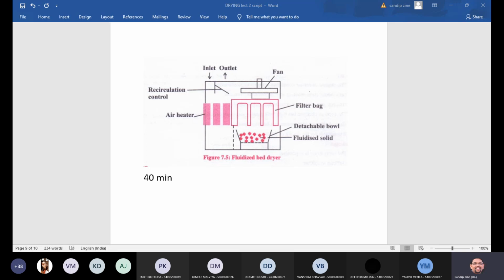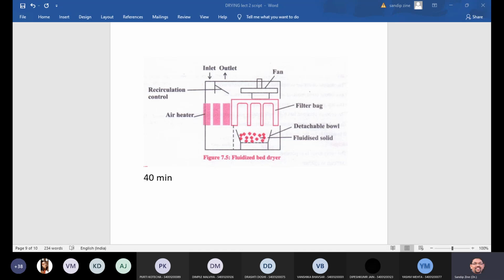So advantages we can quote: it takes less time to complete drying as compared to the other dryers, drying is achieved at a constant rate, and handling time is also short. So that point you can say over here. Is this particular point clear? Any doubt over here in case of fluidized bed dryer?